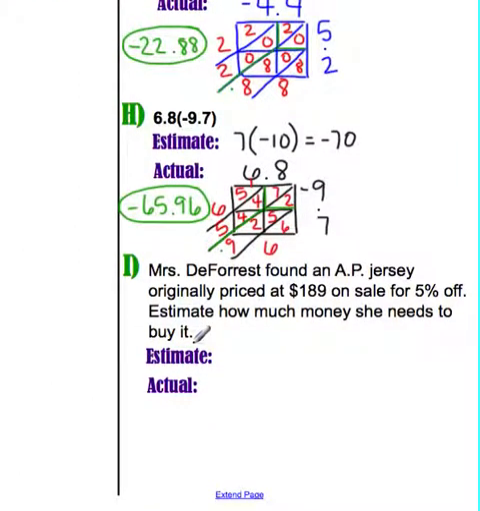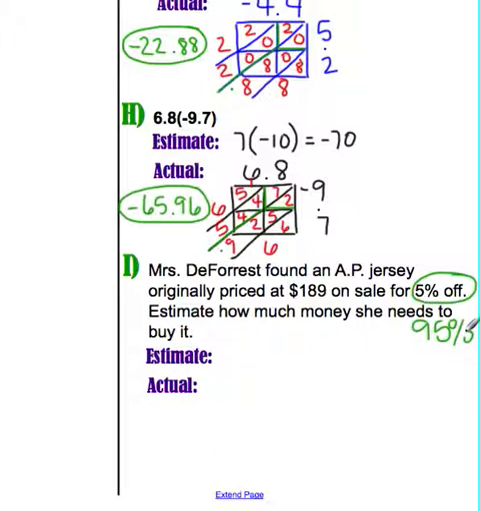Our last problem, I went ahead and went shopping, and I found an AP jersey, and I realized AP's going through all sorts of problems right now, but I still like him as an athlete. It was originally priced at $189, and on sale it was 5% off. I want to estimate how much money I need to buy it. This is 5% off, which means that I'm going to pay 95% of the original price. So I'm actually going to use that 95%.